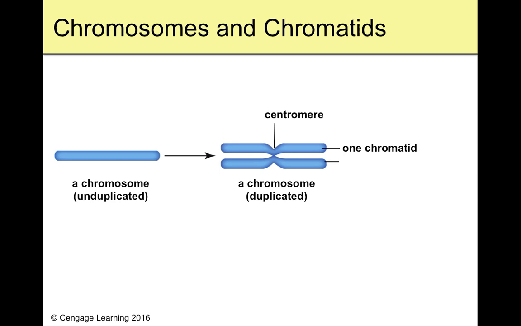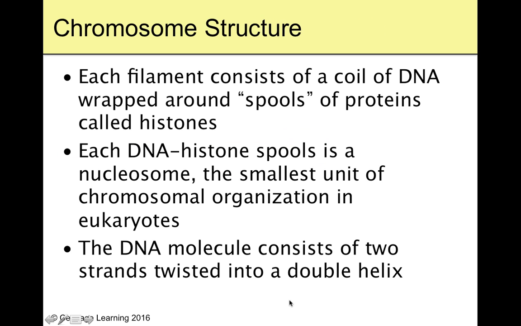So here you have an unduplicated chromosome, just a cell being a cell. When it comes time to divide, it copies all of its information and makes an exact copy of itself. They are pinched together here at the centromere by a kinetochore protein, little bonus information for you there, with one sister chromatid on top here and one sister chromatid right here. So that's a duplicated chromosome. Our chromosome consists of filaments, and that's just the term for the little blue line you saw on the last page.